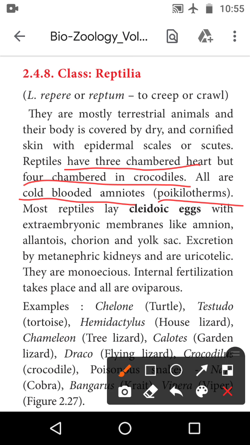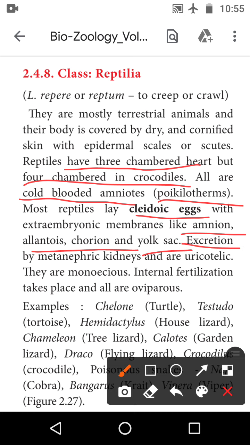Mostly the reptiles lay cleidoic eggs with extra-embryonic membranes like the amnion, allantois, chorion and yolk sac. So the egg laid has extra-embryonic membranes. What are the many layers? Amnion is present, allantois is present, chorion is present, and yolk sac is present.